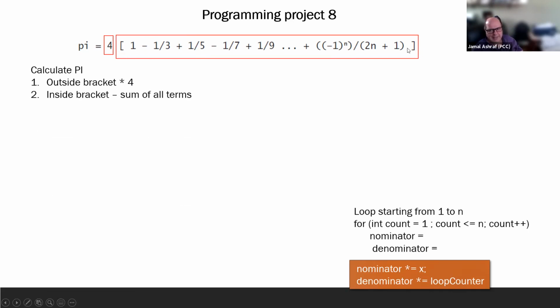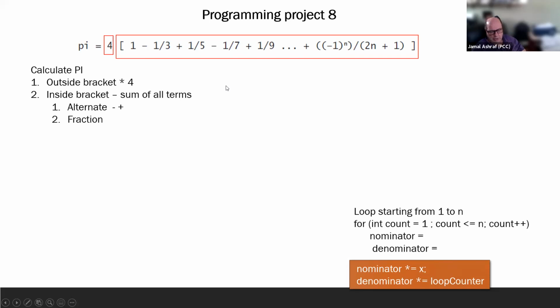Now, inside the bracket, what do I do? I'm adding a bunch of numbers together. Even if it's a negative, I'm adding them together. So I'm basically creating a sum of these terms. I'm going to call them terms. Each one of them is a term. Now, I can break this down again. The next breakdown for me is the sign that goes minus, plus, minus, plus, minus, plus, and so on, which at the end is minus 1 to the power of n.